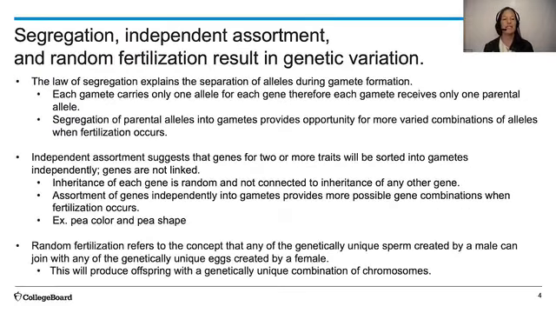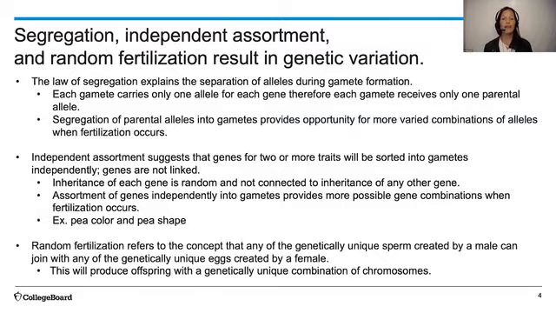There's a lot of text on this slide, and I promise we're going to go through it. So the first 3 pieces of this that we're going to talk about are segregation, independent assortment, and random fertilization. So the law of segregation explains the separation of alleles during gamete formation. What this means is that each gamete carries only one allele for each gene. Therefore, each gamete receives only one parental allele. This segregation of parental alleles into gametes provides an opportunity for more varied combinations of alleles when fertilization occurs.